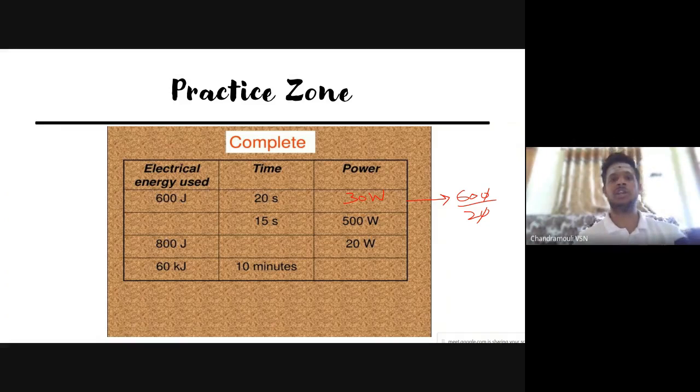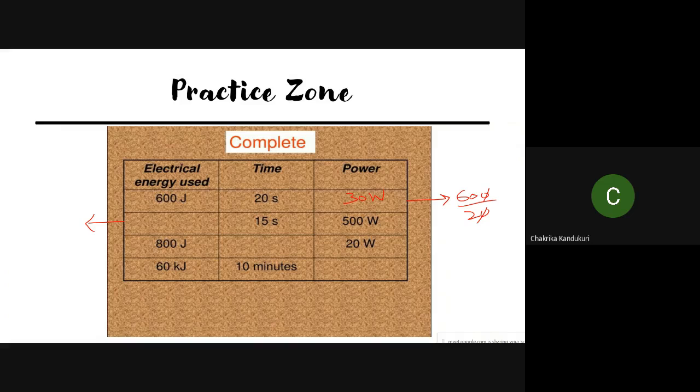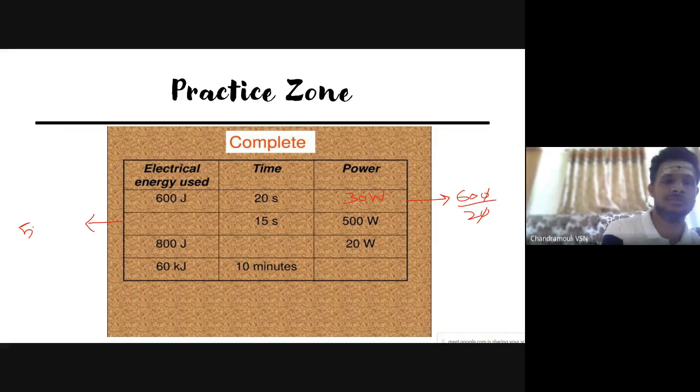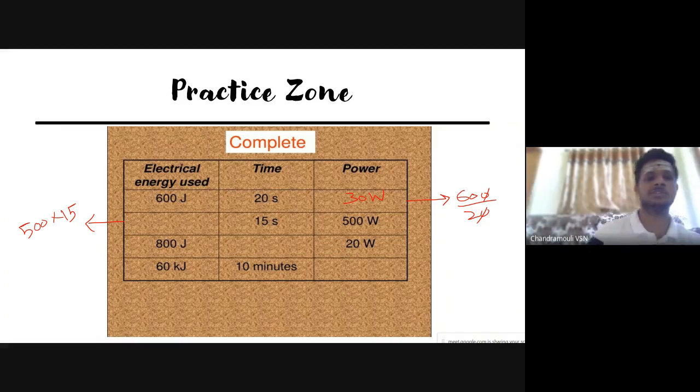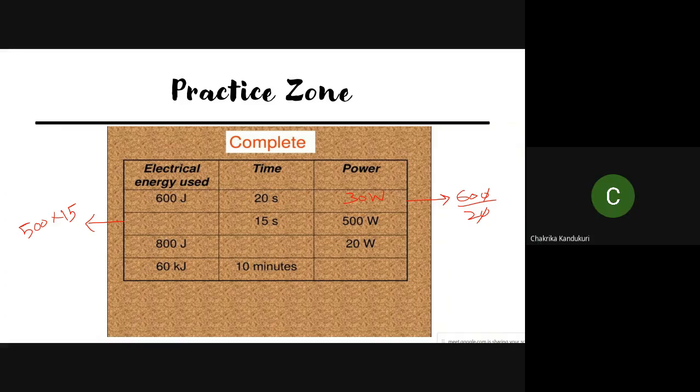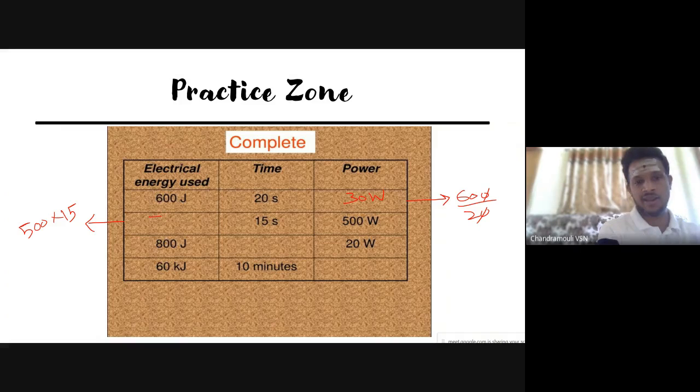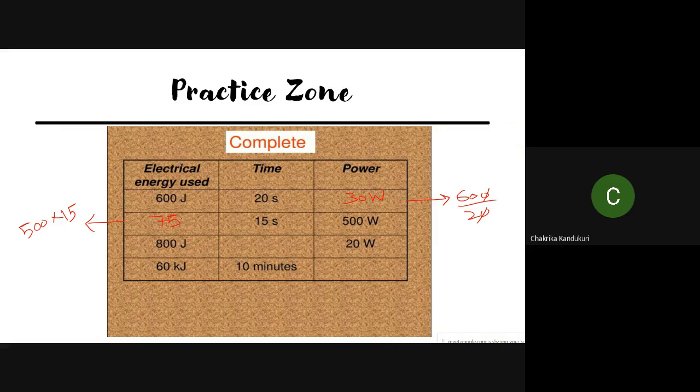Very good. Chakrika, next one. Sir, power they given, time they given, no? They're asking W. So W is equal to P into T. Good. So power is 500, that is 15 by 75, 7500 W.